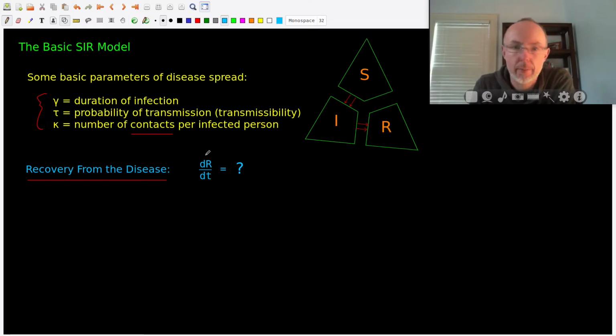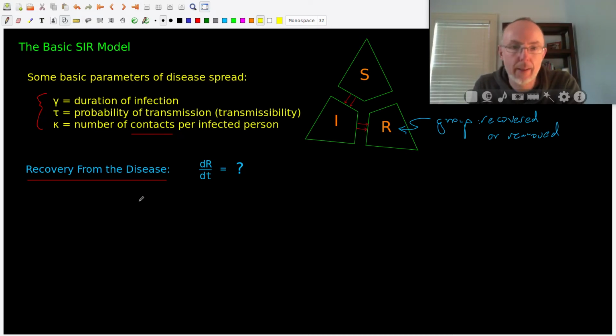The people in this R category are also removed, so they may be dead. But it's the people who end up in this last group who are recovered or removed. And we can see from our simple diagram up here that the only way to end up in that last group is actually to have been infectious and to have got better. And so what we want to do is work out what this rate of change of recovered people is with time. And to do that, let's think about the example.